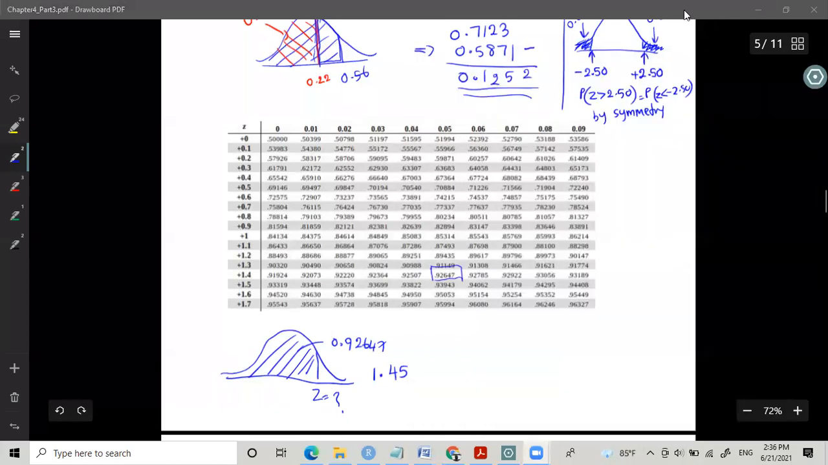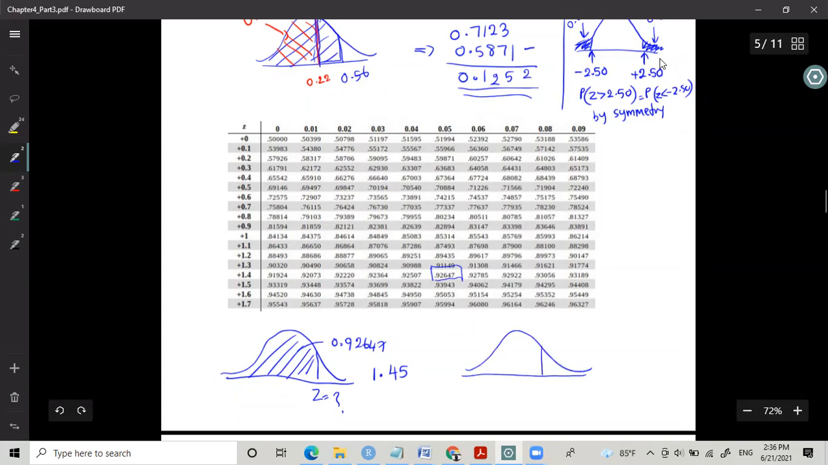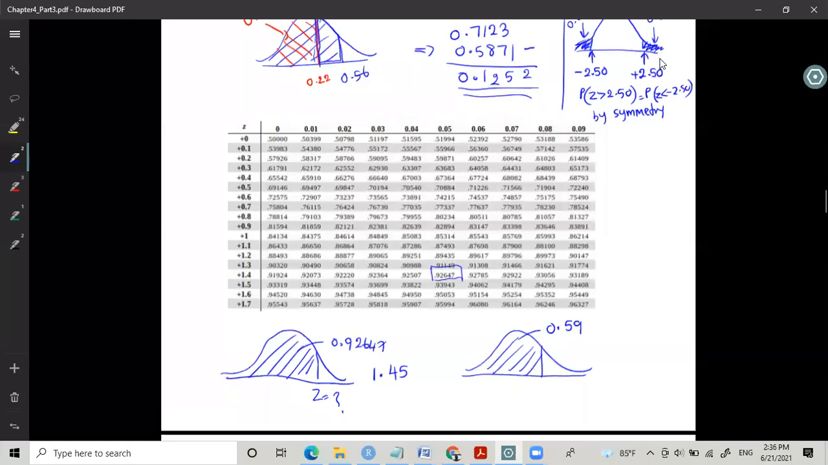Okay, so that is easy. What else? Let's try another one. I want the area to the left. You can do this with the negative also, because I have only the plus part here. I'll do that. Okay, I want this area to be 0.59. What is this z-score?